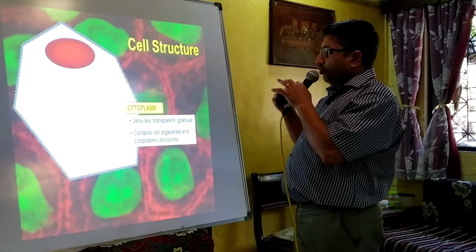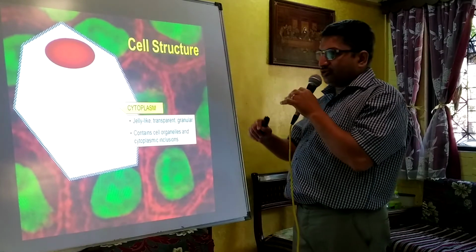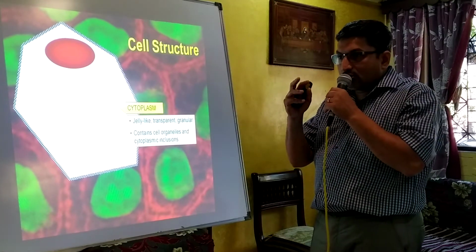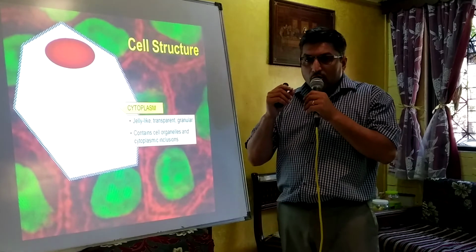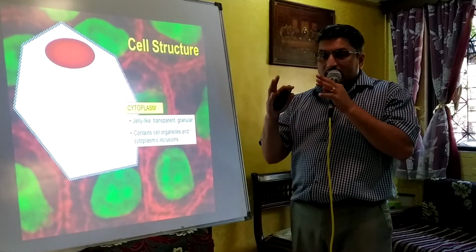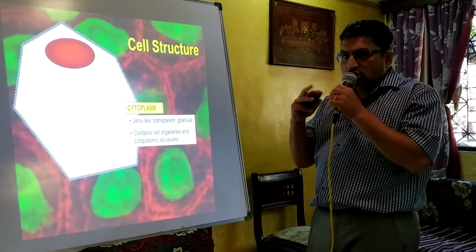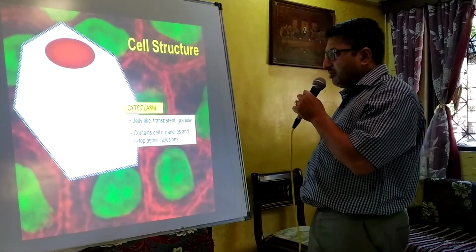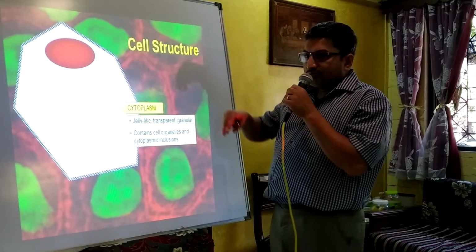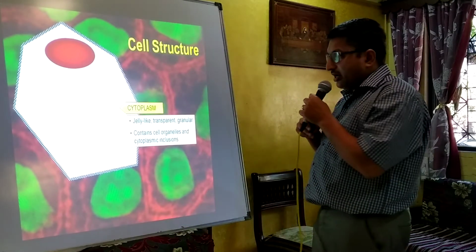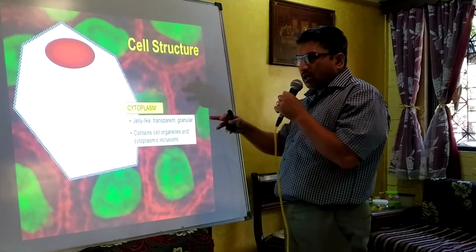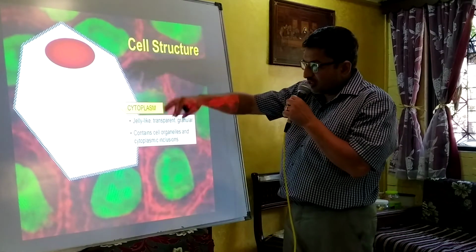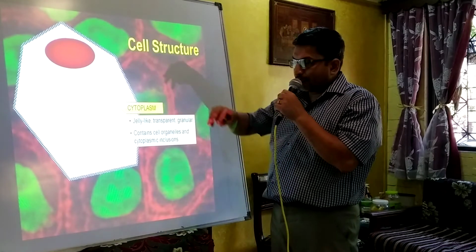To begin with, we have the cytoplasm. When we inflate a balloon, we blow into it and the balloon takes a shape. The shape of the balloon is due to the air in the balloon. Similarly, in a cell, we cannot fill air, so there is cytoplasm. So what is cytoplasm? It is a matrix which fills the cell and gives it a shape.